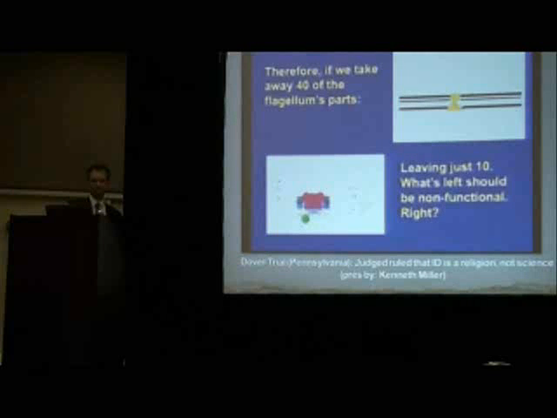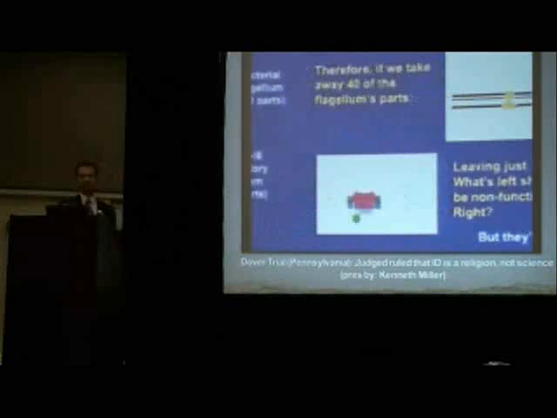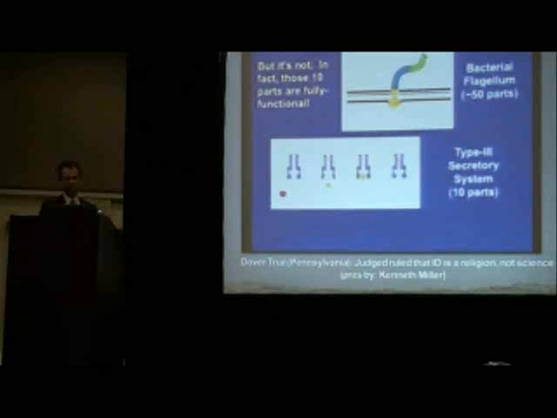Now, if irreducible complexity is right, this should be absolutely functionless. It should have no function. But if you will pardon the double negative, what is left behind is not non-functional. What is left behind is the type 3 secretory system, and it is fully functional. I know most of you in the room are going, of course, the type 3 secretory system.